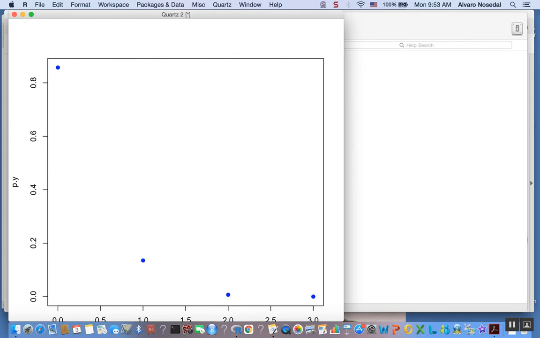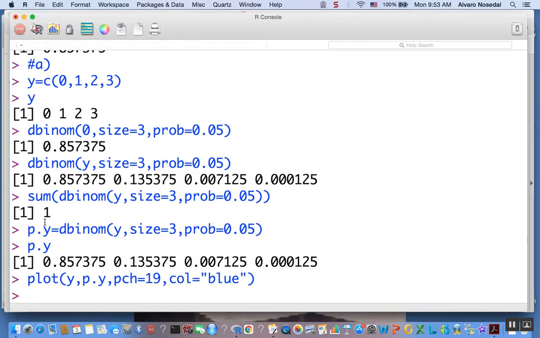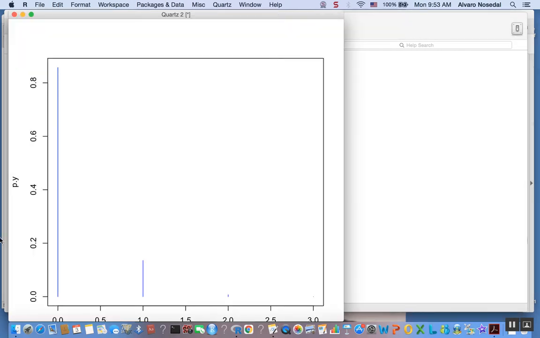Perhaps we can do something nicer. So let's try to do something nicer. How about we modify that and we do something like this. If we use type equals h, what R will do is it's going to draw needles. Okay, makes sense? So we have the height at each of those points.